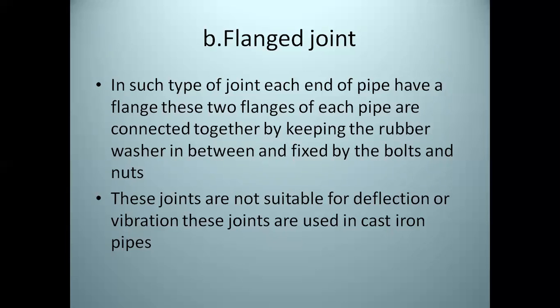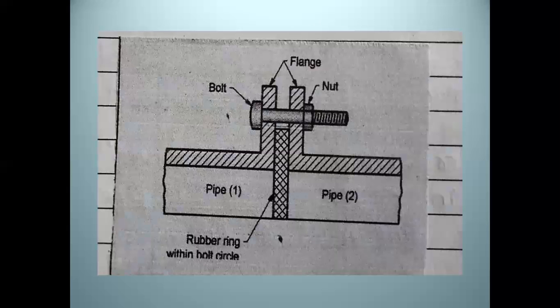Second is the flanged joint. Now see what the flanged joint is. In such a joint, each end of the pipe has a flange. These two flanges of the pipes are connected together by keeping a rubber washer in between and fixed by bolt and nut. Now see, this is the flange joint. It has pipe 1 and pipe 2. It has two flanges, and these flanges are connected by the nut and bolt.